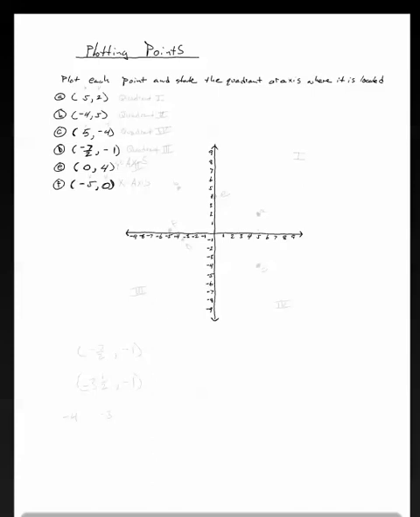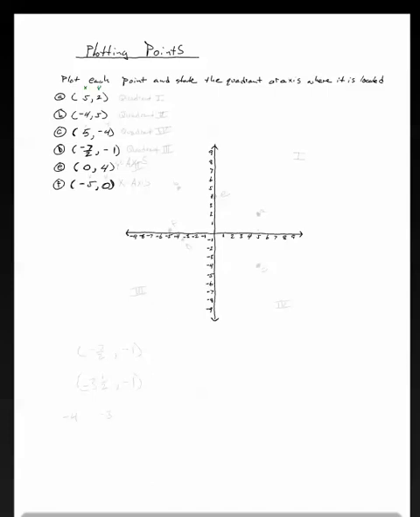So this is on plotting points. It says plot each point and state the quadrant or axis where it is located. So point A, remember that these are ordered pairs, so it's always x and then y. So we go to the x first, and then we'll go to the y value from there. And we always start at the origin, which is right in the middle where x and y are both 0.